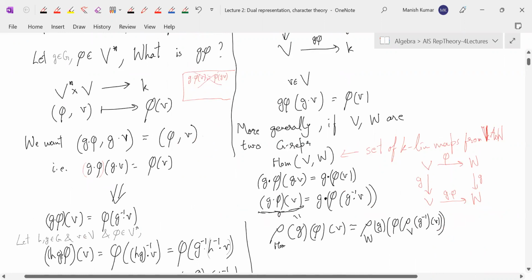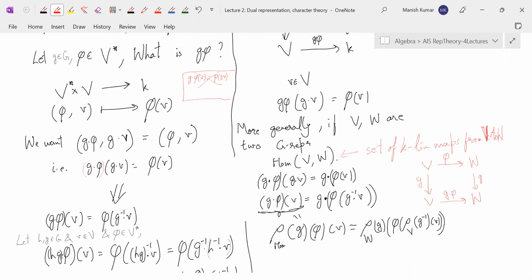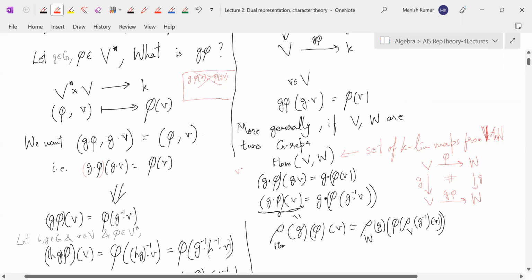And then we also want to make Hom(V, W) into a representation. So the action is given by insisting that this diagram commute. That is to say, if we take a vector small v in V, and first apply g to land again in V, and then apply this linear map g phi to land in W, that should be the same as first applying phi to v to land in W, and then acting by g on W. So the first action is on V, and on the right hand side the action is on W.